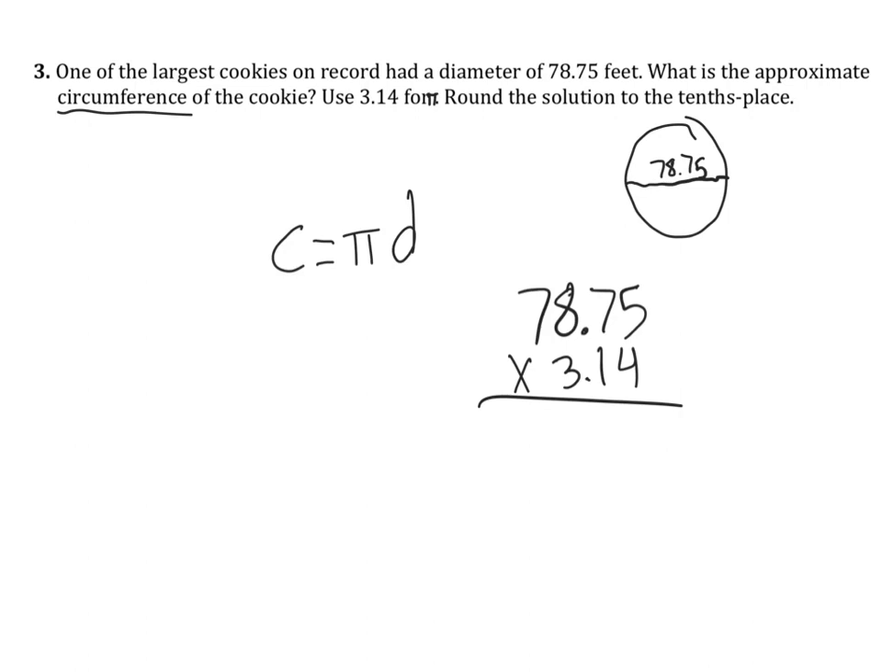Just multiply regularly. So 5 times 4 is 20. Carry the 2. 4 times 7 is 28. Plus 2 is 30. Carry the 3. 4 times 8 is 32. Plus 3 is 35. Carry the 3. 7 times 4 is 28. Plus 3, 29, 30, 31.